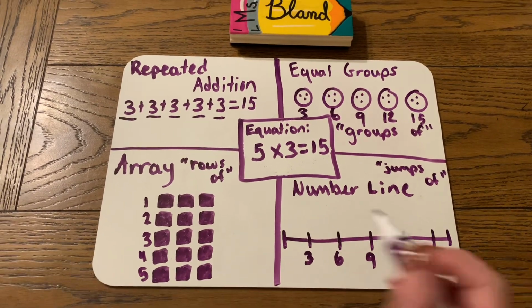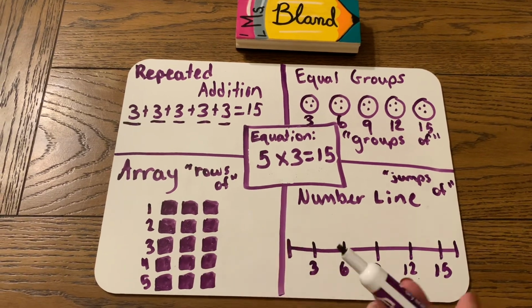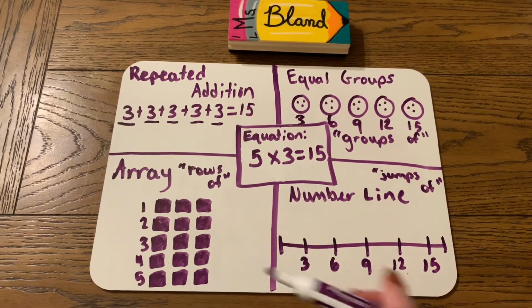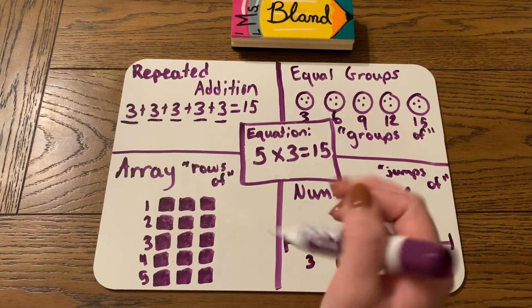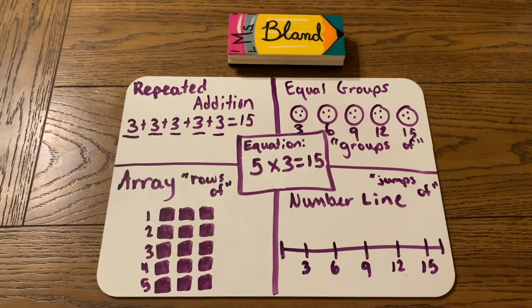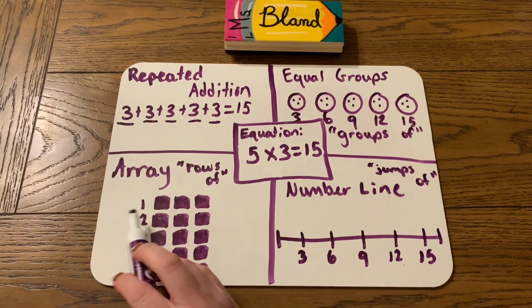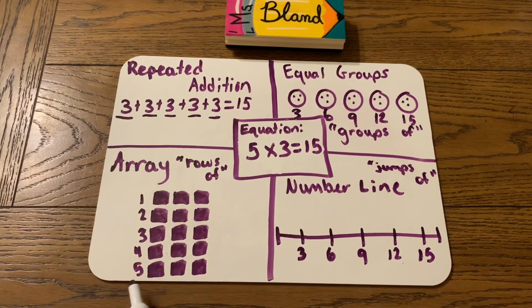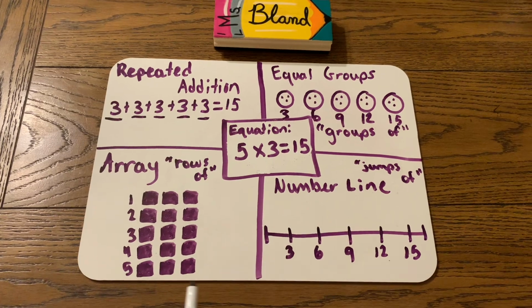I have 5 rows. Each row contains 3. Also, my little trick for remembering the difference between rows and columns, because that is tricky: rows go side to side, because if you're rowing a boat, you row from side to side. That's my little trick. So that's rows of, so 5 rows, each row contains 3.